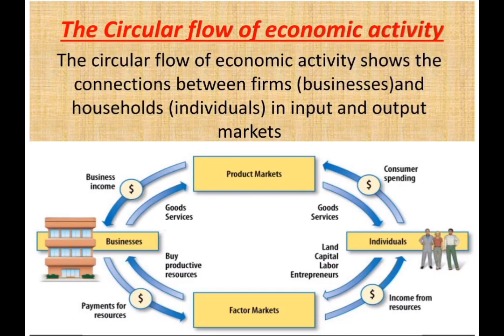The circular flow of economic activity shows the connection between firms and households in input and output markets. From the flowchart, it can be understood that from the business, goods and services flow to the product market, for which in return they get business income. And from the product market, the goods and services flow to the individuals, in return they get consumer spending. And from the individuals, there is a flow of land, capital, labor, and entrepreneurs. In return, there is income from resources. And from the factor market, there is a flow of resources to the businesses, where they get payment for resources. This is how the circular flow of economic activity works.